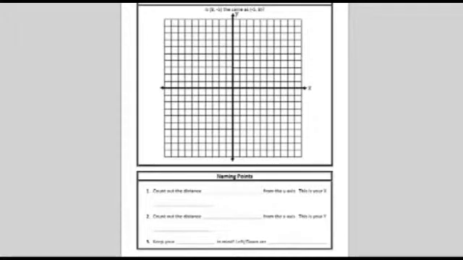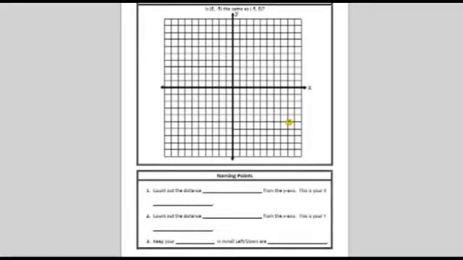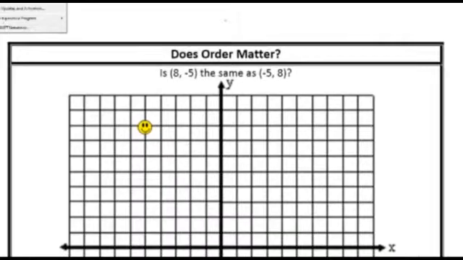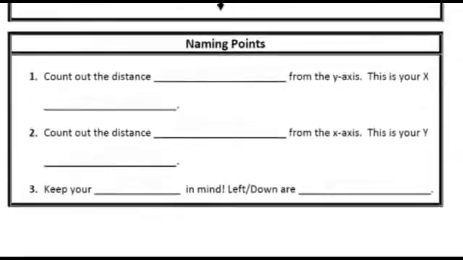Now, is 8, 5 the same as negative 5, 8? So I go to 1, 2, 3, 4, 5, 6, 7, 8, down 1, 2, 3, 4, 5. Likewise, I go back 1, 2, 3, 4, 5, up 1, 2, 3, 4, 5, 6, 7, 8. They are not the same point. The same values does not mean it has the same point.